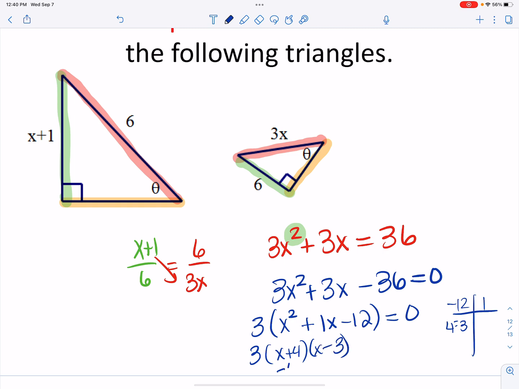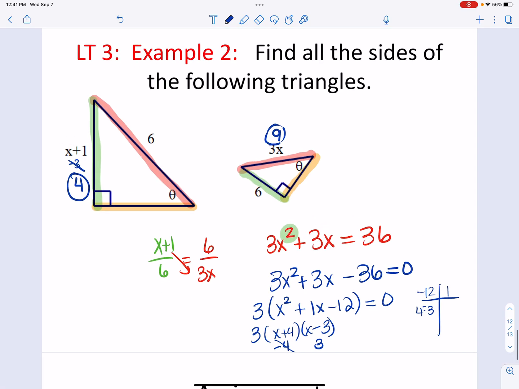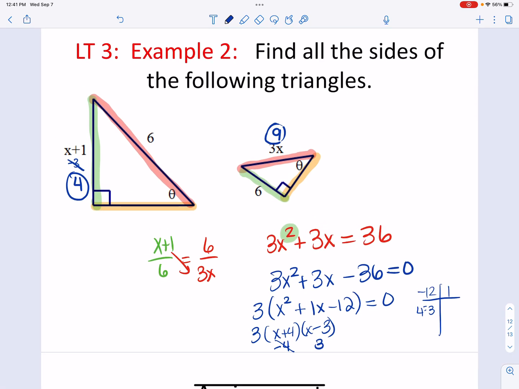That means one of my answers is negative 4. If I put a negative 4 in here, that gives me a side length of negative 3. You can't do that. So the other answer is 3, which would mean this side length is 4, and this side length is 9, which makes sense. So that is my answer. You have to read what it wants: find all the sides. So my sides would be 4 and 9. Those are my missing sides. And if you wanted to find the other one, you could do the Pythagorean theorem.